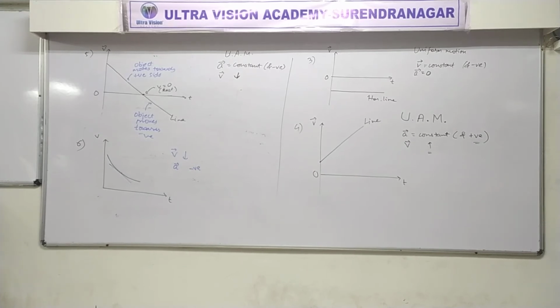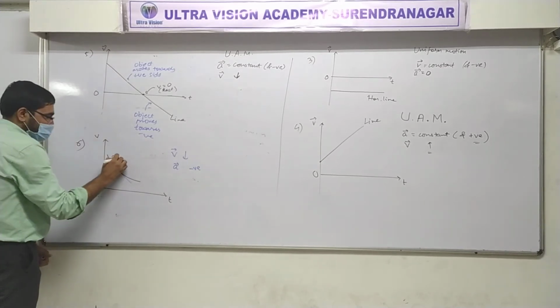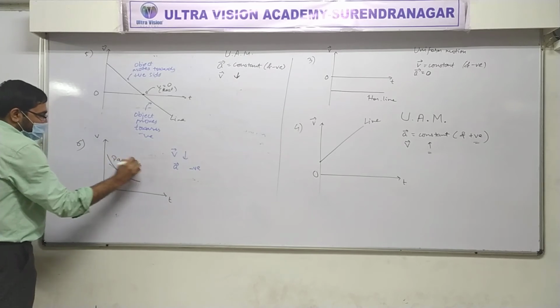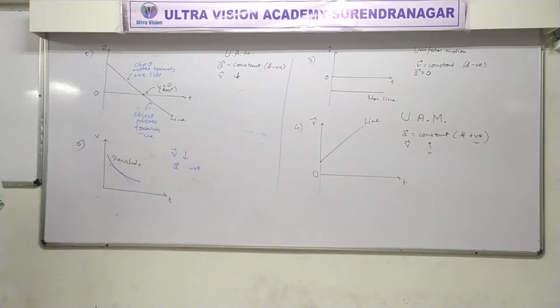How do you know acceleration is not constant? What if it is constant? It is not a straight line. Graph is not a straight line. What if this would be a parabola? Suppose this would be a parabola. Then would acceleration be constant? If this would be a parabola, would acceleration be constant?